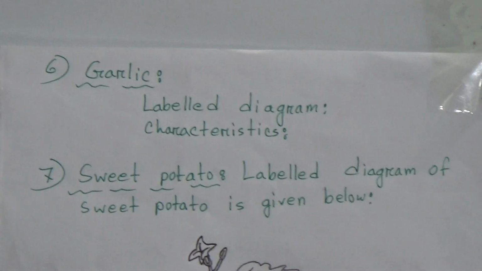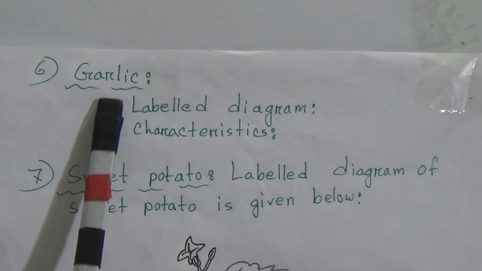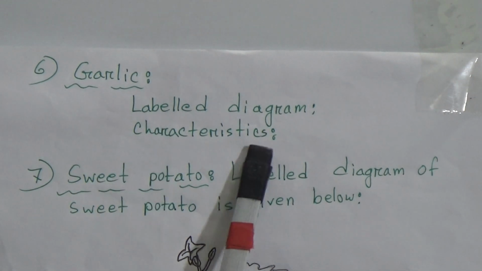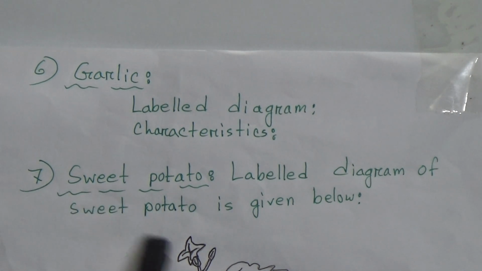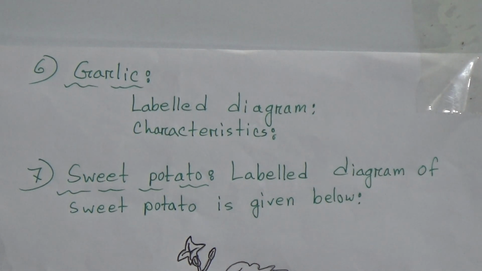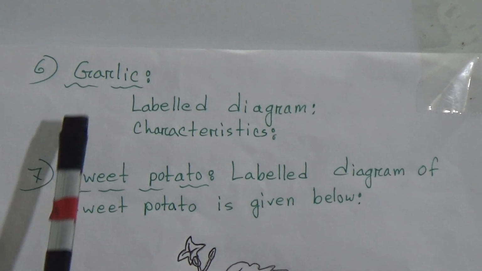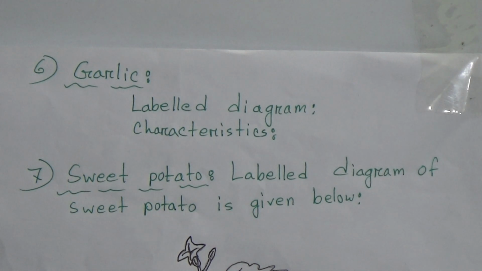Now look at here, number 6, garlic. Garlic label diagram and characteristics you have to write and draw by yourself also. And number 7 I have drawn here, sweet potato. And students, garlic and onion are the same types of modified stem.